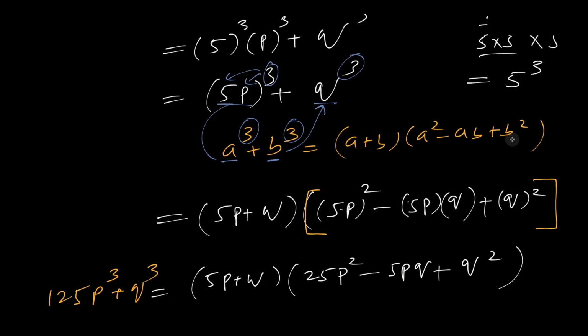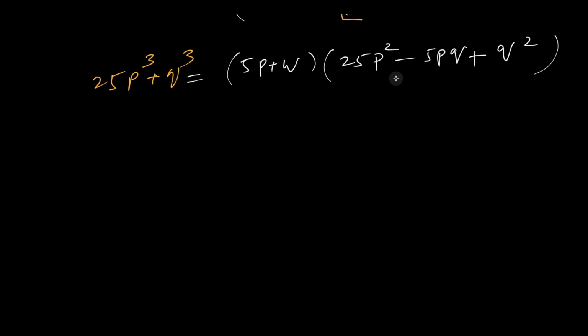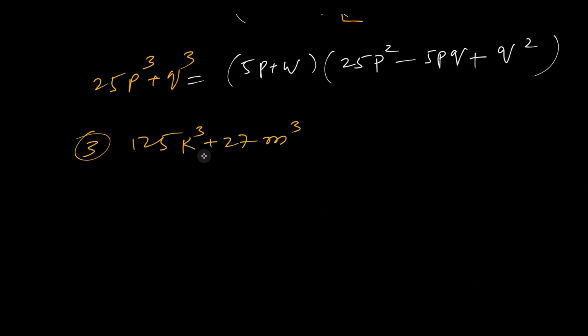Okay, in this exercise, we are going to take practice set 6.2 and the third question, which is 125 k cube plus 27 m cube. Now we are going to find the factors for the same.